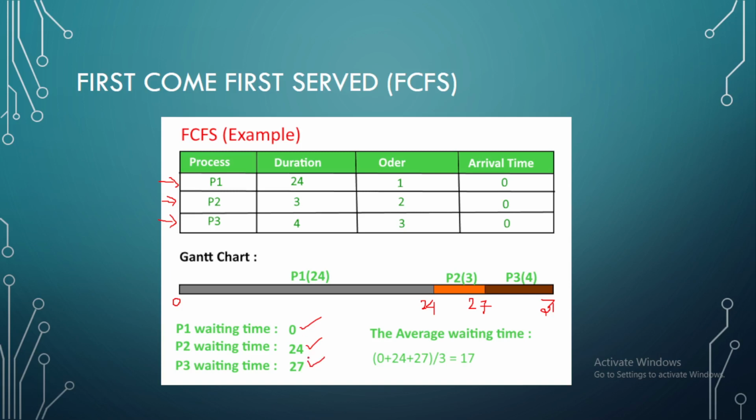Now we have to find the average waiting time. The average waiting time can be found by summing up all the processes' waiting times divided by the number of processes. Here 0 for P1, 24 for P2, 27 for P3, divided by the total number of processes, 3. 51 divided by 3 will give you 17. This is how we find the average waiting time for the first come first served algorithm.